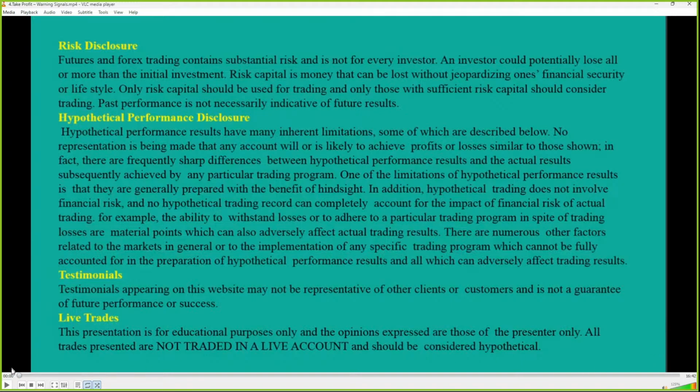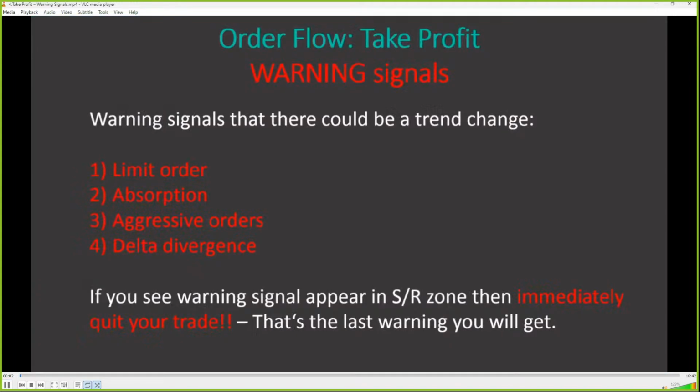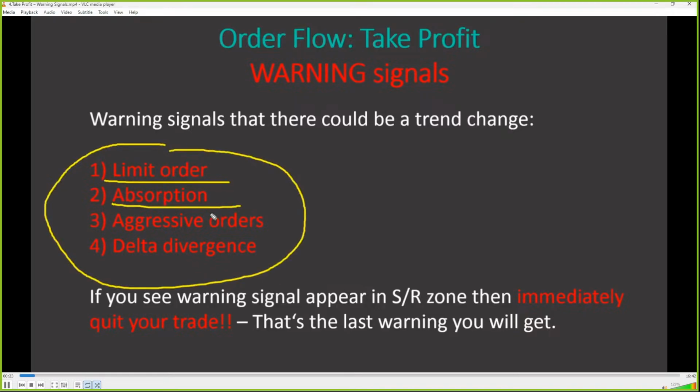Okay, moving on. This video is going to be about take profit and about warning signals, which could signal that there could be a trend change, which means that it's best for you to take your profit before the trend change occurs. So those warning signals are limit order, absorption, aggressive orders, and delta divergence.